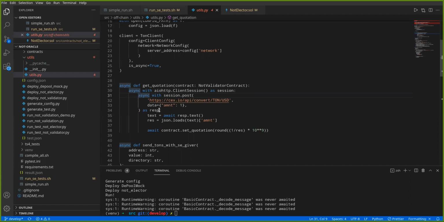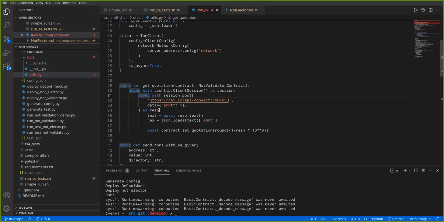Okay, thank you. The next question is how long the validation period lasts and the election period. So how are they linked together? When does the election start, when does the validation start, how long does it last?